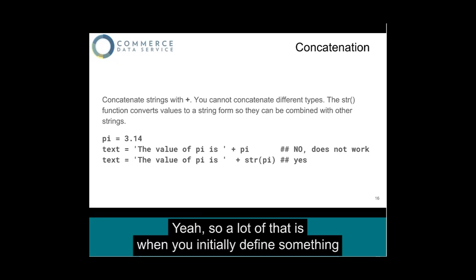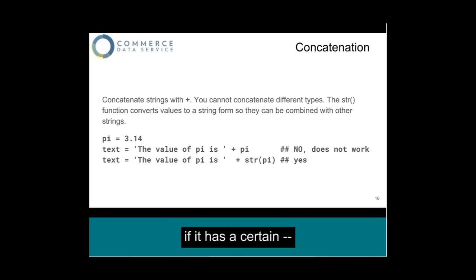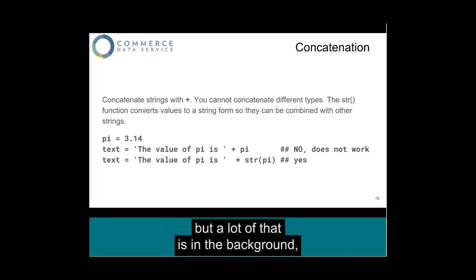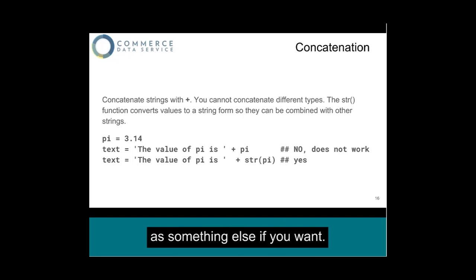Yeah, so a lot of that is, when you initially define something, if it's an integer, it'll try to decide what type it is. But a lot of that is in the background. But you can explicitly define it as something else if you want.